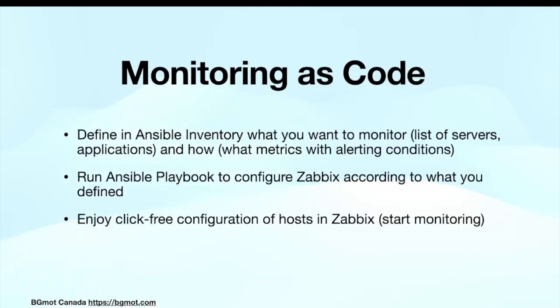Again, the first step, you define in Ansible inventory what you want to monitor, like list of servers, applications running on those servers, and how you want to monitor, what metrics you want to collect, basically define templates. Then you run Ansible playbook and all configuration defined in step 1 is magically transferred into your Zabbix. Then you basically enjoy your monitoring click-free configuration.